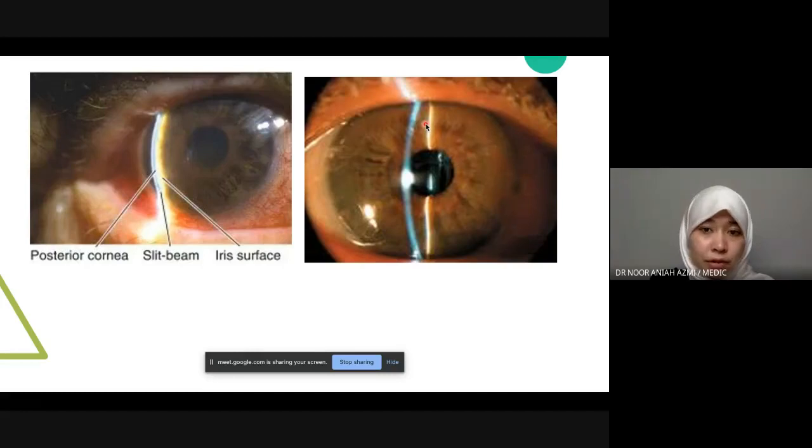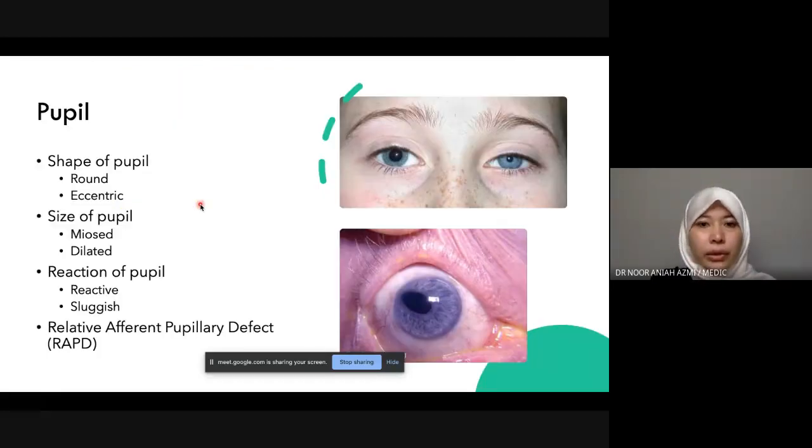Like this one, there is a pretty good amount of space, so that means the anterior chamber is deep. In contrast to this one, you see that between the iris and the cornea the space is very little, which indicates that the anterior chamber is shallow. Okay, so then we also have to comment on the pupil.